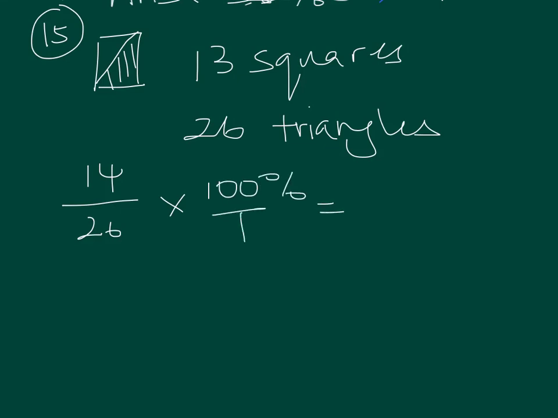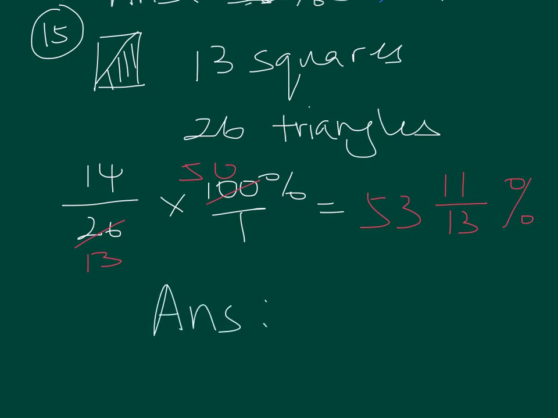Okay, 26 divided by 2 is 13. This is 50, and our final answer after you've done would actually be 53 and 11 over 13%. My final answer for question 15 is 53 and 11 over 13%.